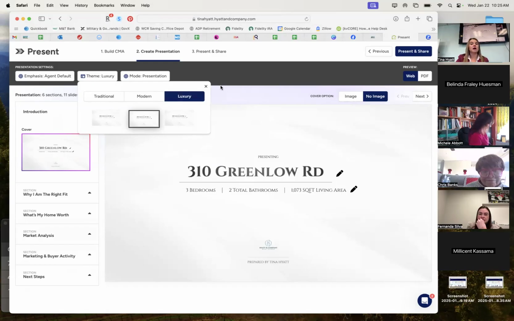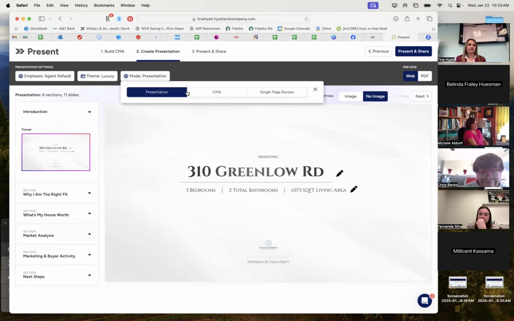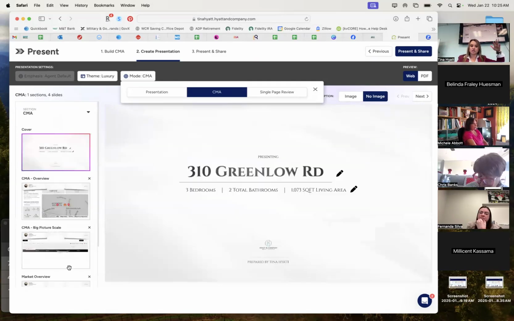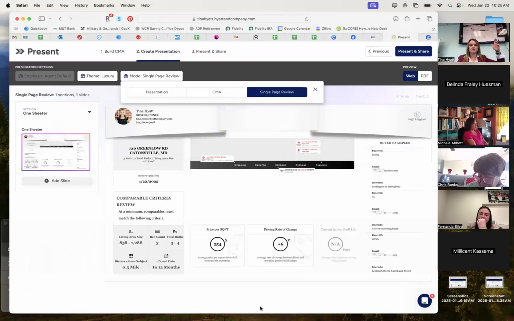On the CMA. Oh, mode. Got it. So what he's talking about in mode, you can go to presentation mode, where you're building an entire presentation. You can go to CMA mode, where it's just your CMA that you built, so it's only for a couple slides. Single page review is a one-sheeter. So it sums up everything all in one sheet.